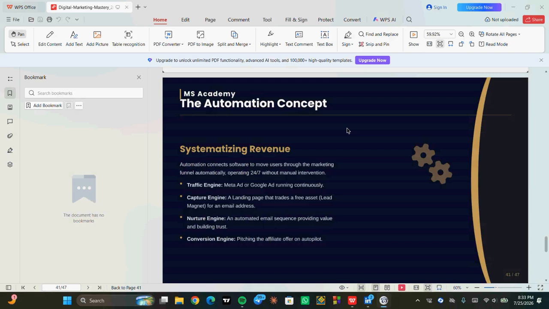Now, the first one is the traffic engine. Meta ads or Google ads running continuously to drive ongoing visitors to your platform. So this implies that you use advertisements to constantly drive visitors to your platform. For example, you are playing a game and your ad pops up on someone's screen, and when they click on it, they get redirected to your website automatically. That is part of the automation concepts.